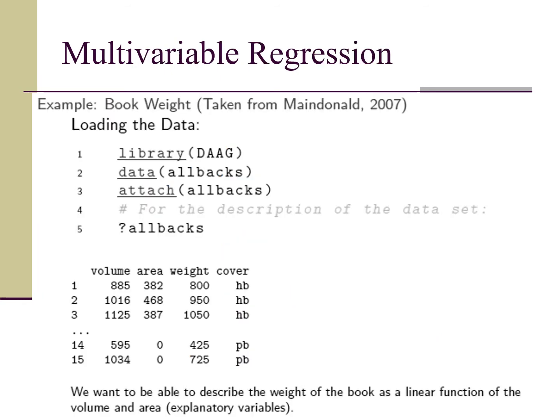So multivariable regression, here's an example. This is using a book weight data set. So we're going to load the data in. We're going to import the library DAAG. We're going to use the data set allbacks, and then we're going to use the attach command for that same data.